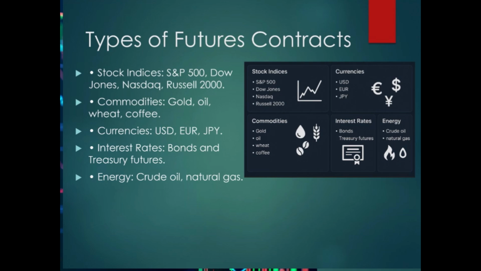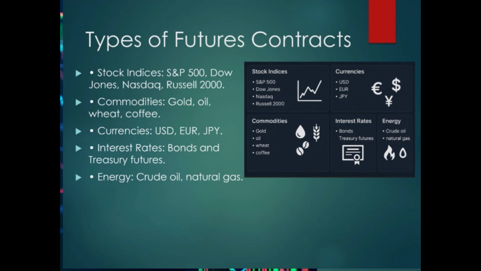So number 4 is interest rate futures. Yes, you can even trade futures on the direction of interest rates. These contracts are based on things like U.S. Treasury bonds or notes, and short-term interest rates like the federal funds rate. And let me give you an example.